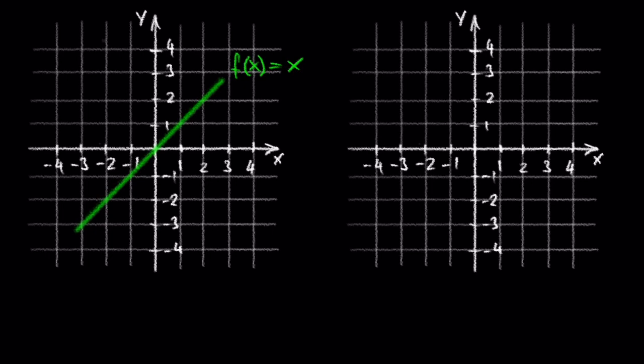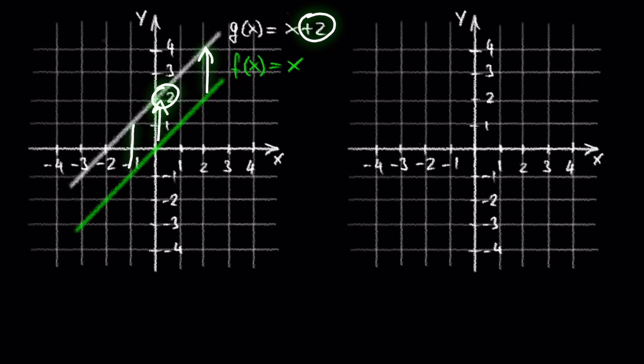Shifting a graph up or down is simple. If we want to shift the graph, for example, 2 units up, we just have to add a 2 to the function notation. So the function is going to be g of x equals x plus 2 instead of just x. We see that the graph is also shifted 2 units to the left.